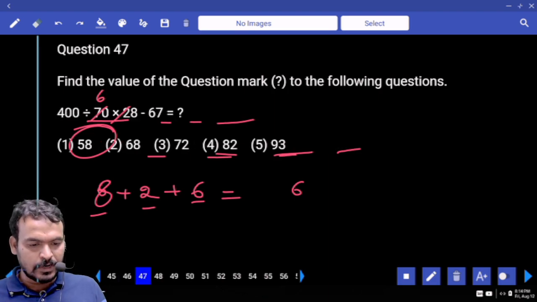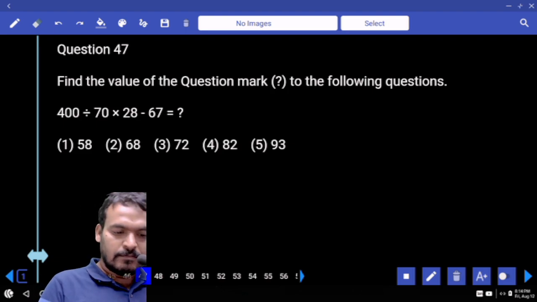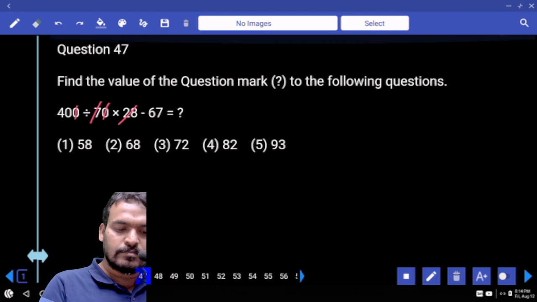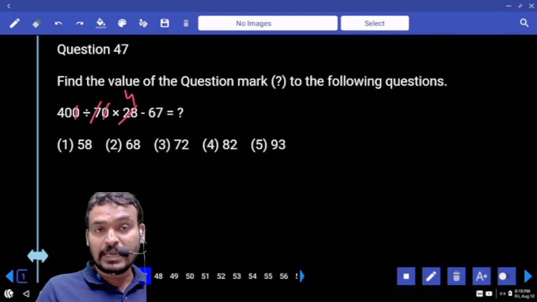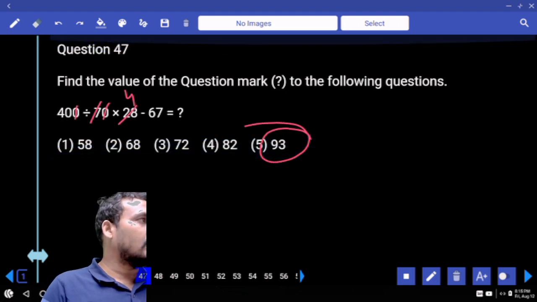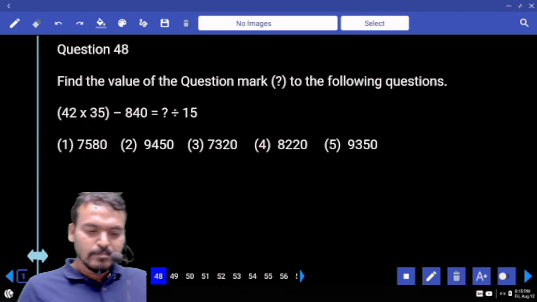Next question number 47. 400 by 70 into 28. First numerator 0, denominator 0 cancel or not? 7 almost 4 times. 40 into 4. 160 minus 67. End with 3 or not? 93. Next question number 48.